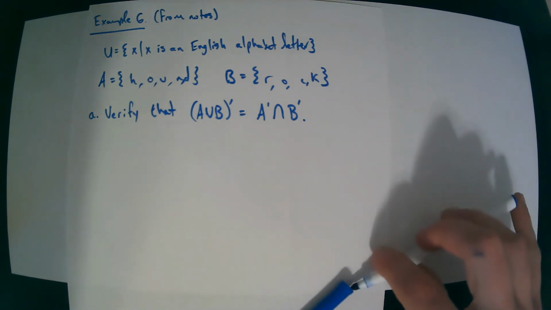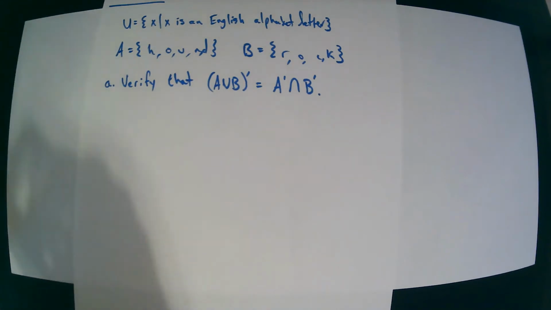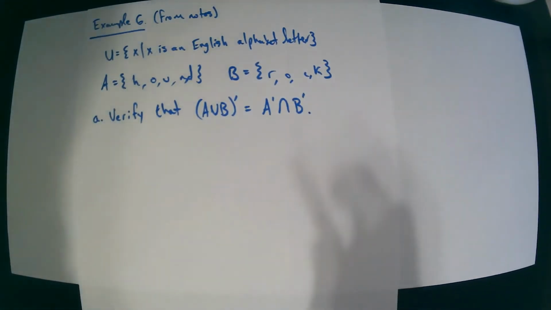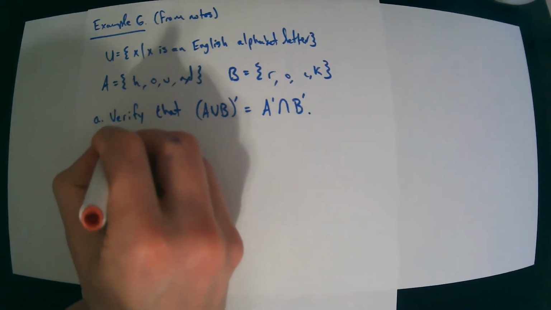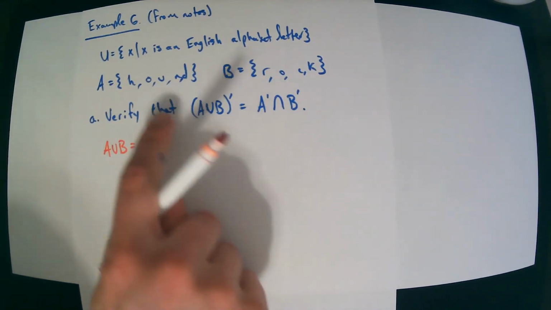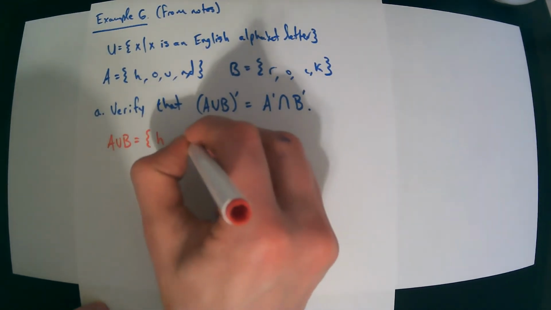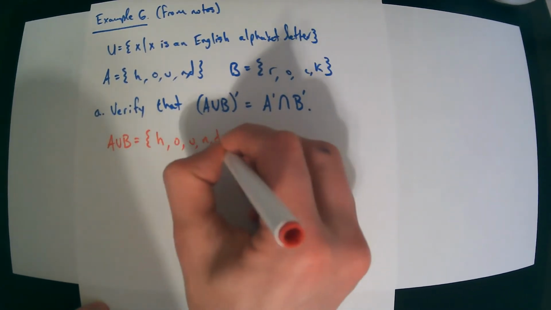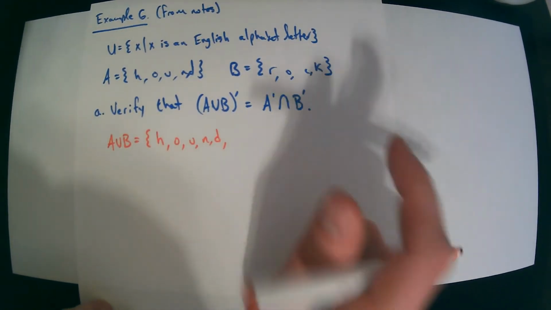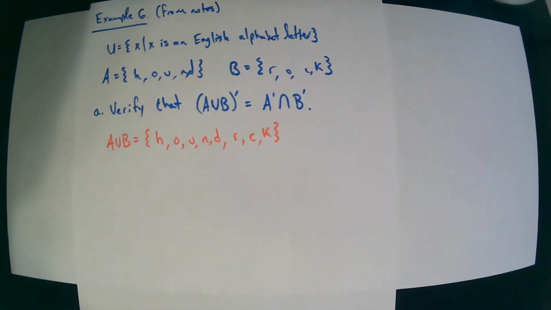All right. Let's find each of these sets. A union B complement. First, let's find A union B. So glue A and B together. Let me just start with A. H-O-U-N-D. Now, what about B? Do I stick all R-O-C-K here? Almost, just not the O, right? So R-C-K. There we go.